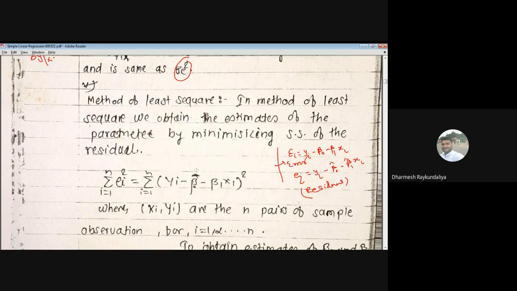So we try to minimize the sum of square due to residuals, that is summation ei square, i running from 1 to n. And we know that ei is nothing but yi minus beta 0 minus beta 1 xi. Minimizing means minimizing with respect to beta 0 and beta 1.